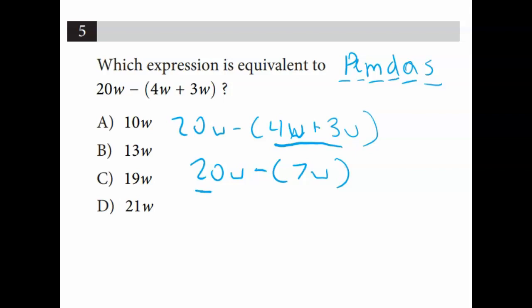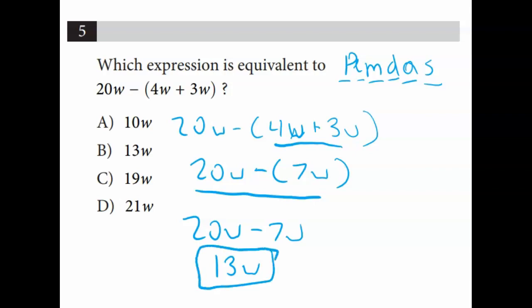And then now we just have this equation. And so redrawn, it's just 20w minus 7w. So what's 20 minus 7? Well, it's going to be 13w. And that's what we have left. So that is the correct answer for number 5.